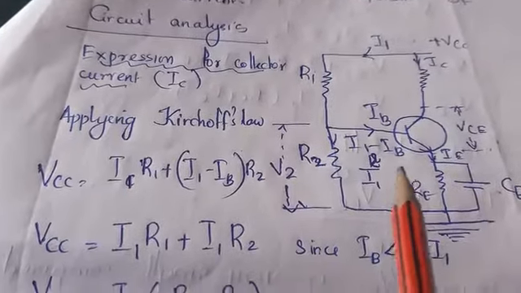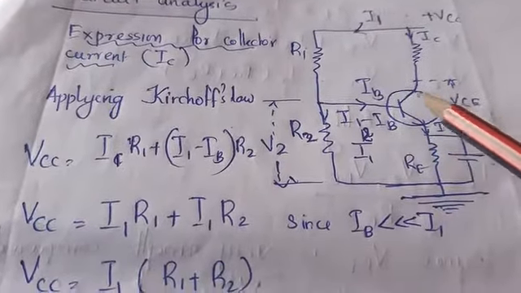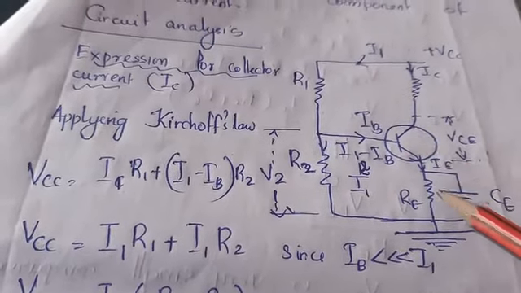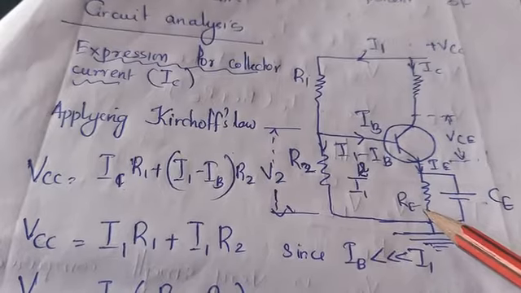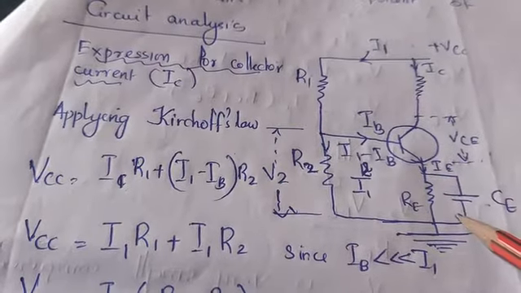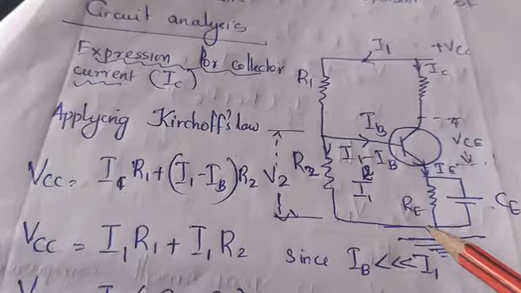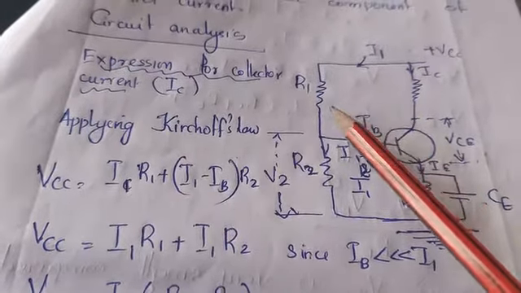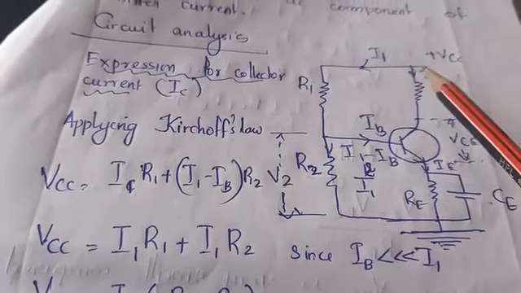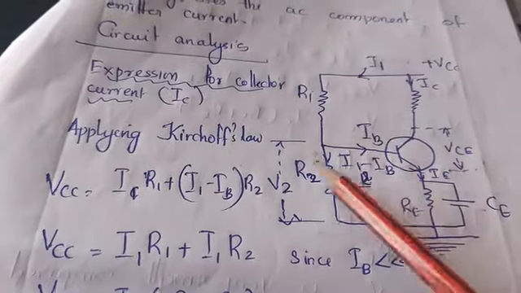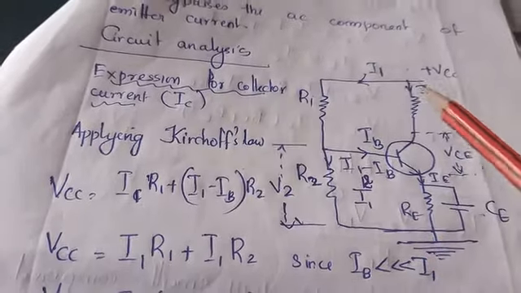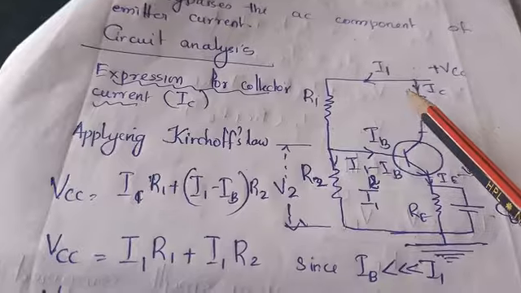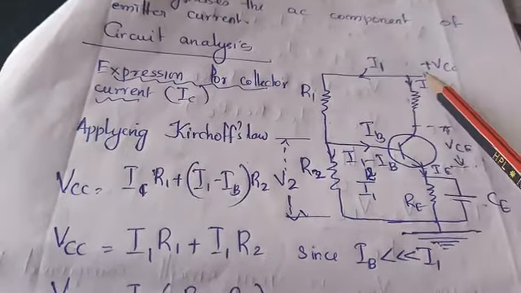Now let us go through the circuit analysis. Consider the circuit here. This is the transistor. This is base, emitter and collector. Emitter is connected to an emitter resistor RE and a capacitor CE is used to bypass the AC components. Then the two resistors R1 and R2 are connected across plus VCC. From plus VCC, R1 and R2 are connected to the ground, and RC is the resistor across the collector, connected to plus VCC.